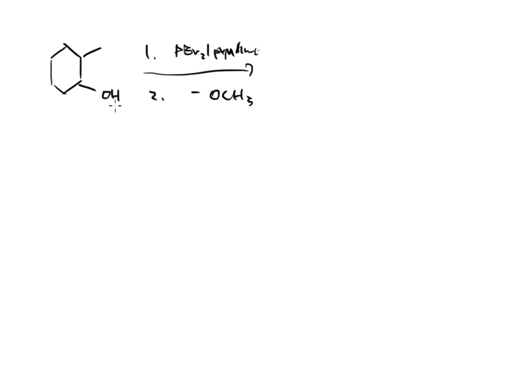And here is the OH group. Okay, so let's not worry about stereochemistry. Let's just figure out what kind of products formed. Pretty easy. Here we go. There's my ring. There's my methyl group. Here is my OH group.